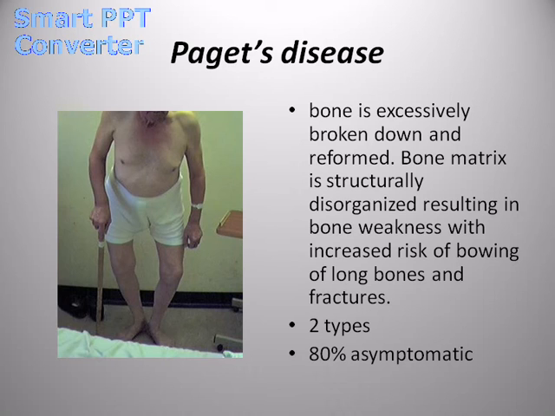There's two types of Paget's disease. There can be familial or sporadic. We want to teach our patients about the importance of genetics in familial Paget's disease and refer them to genetic counseling. It's second only to osteoporosis in its occurrence. 80% of people with Paget's disease are asymptomatic, and it's only discovered under routine laboratory or X-ray examinations.